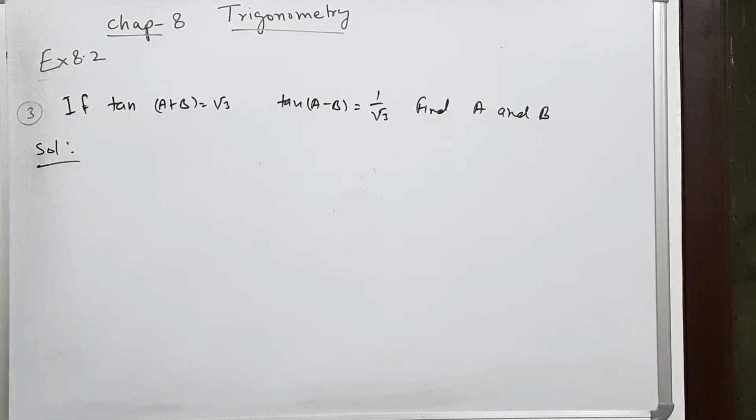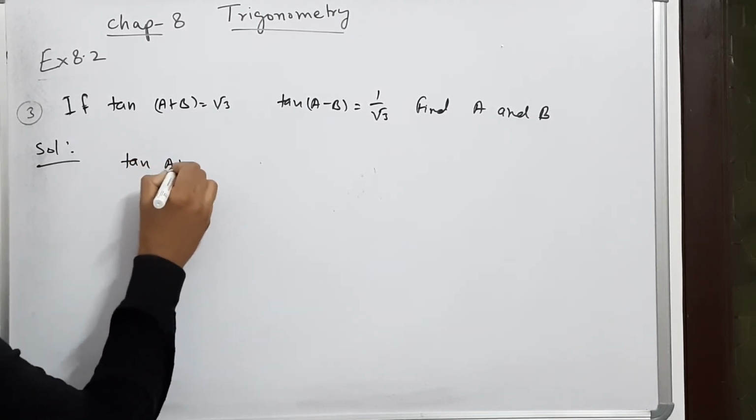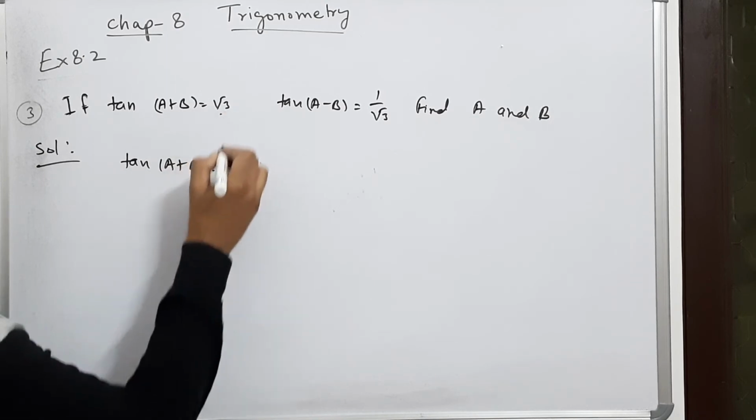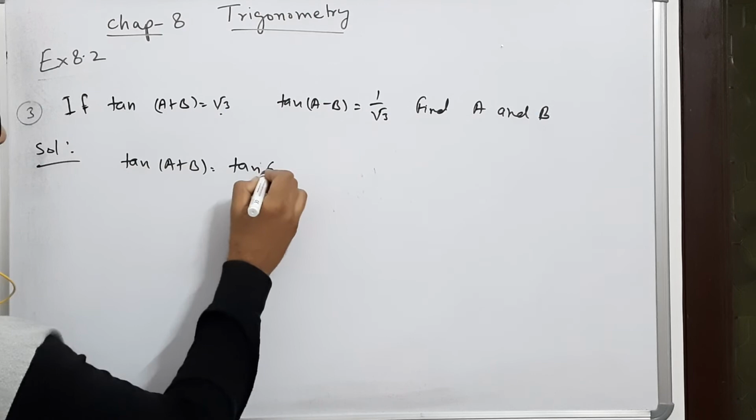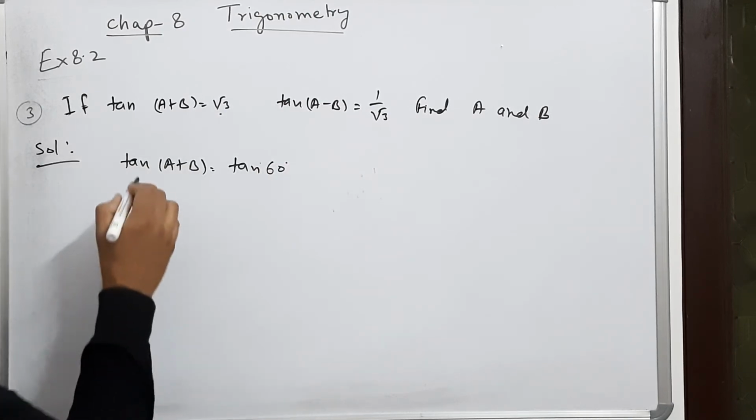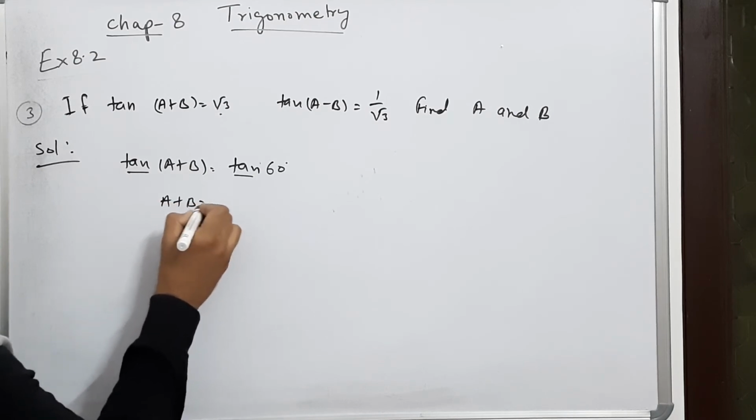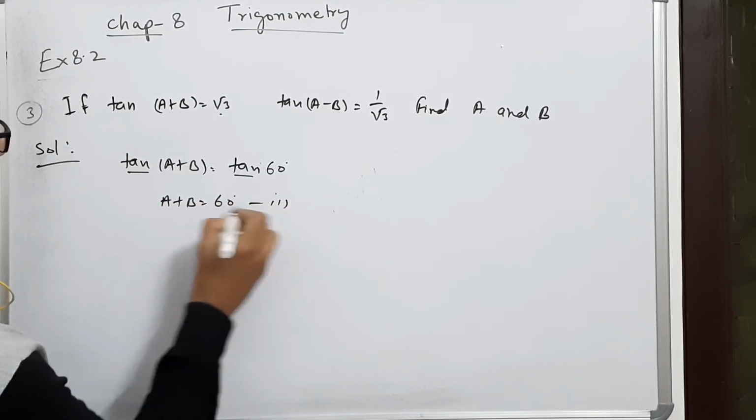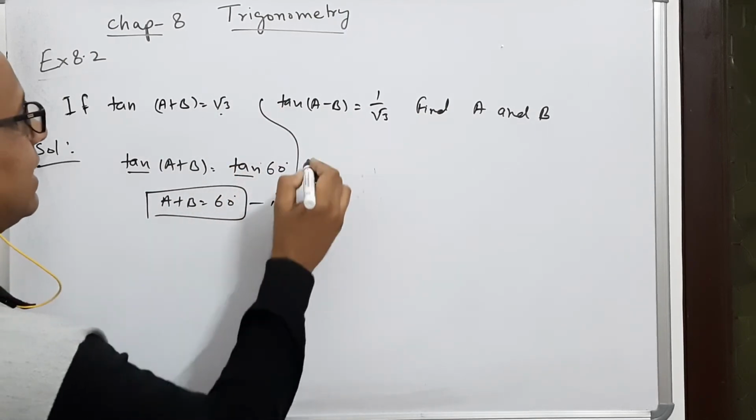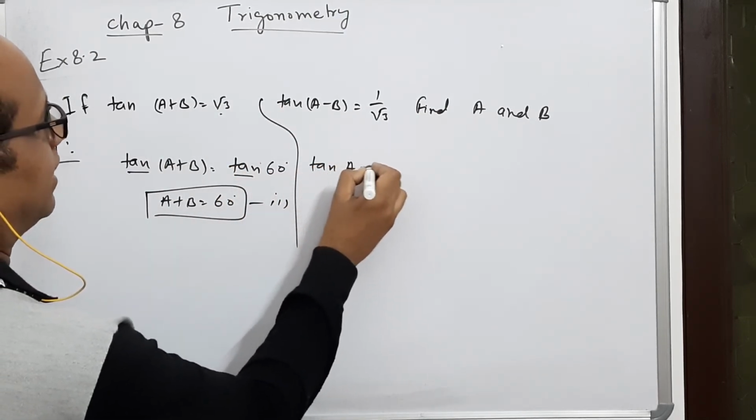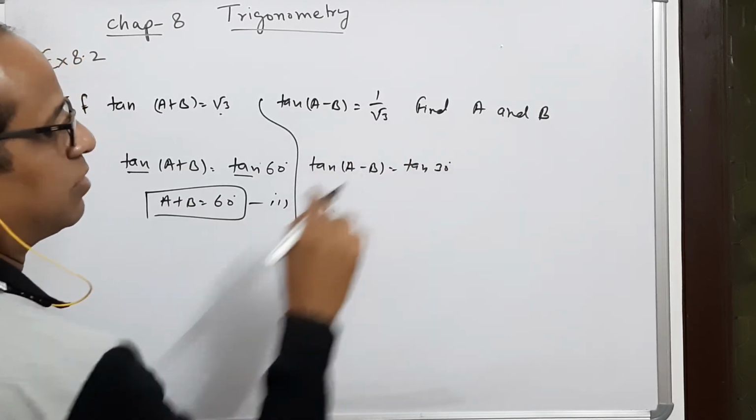10a plus b is root 3. Now it is 10a plus b. Instead of root 3 we can write tan of something. And what is that something? It is 60 degree. Now here also tan and here also tan. So we can compare and we can write a plus b is 60. That is the first linear equation. Second part is tan of a minus b is tan 30, because 1 by root 3 is tan 30.